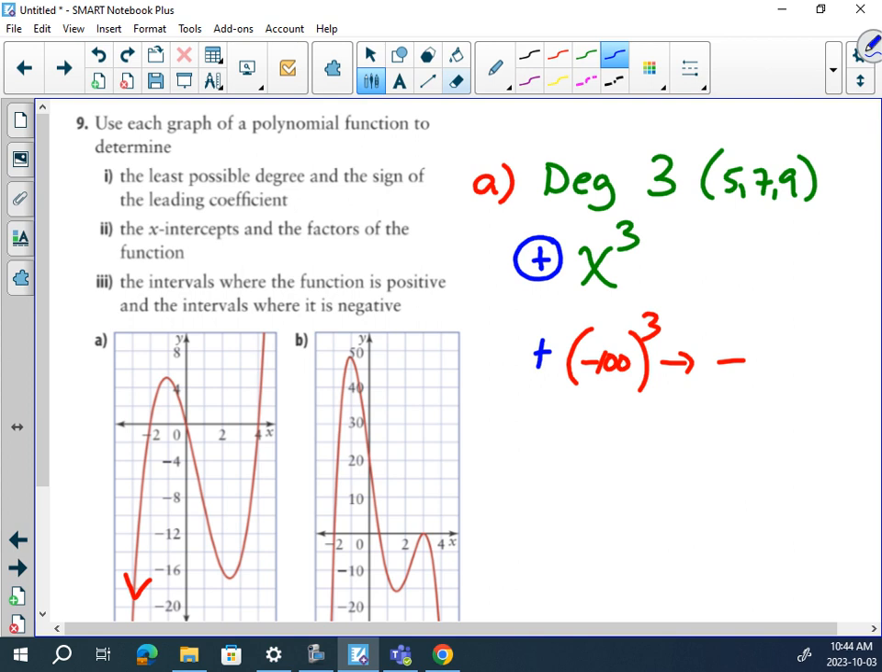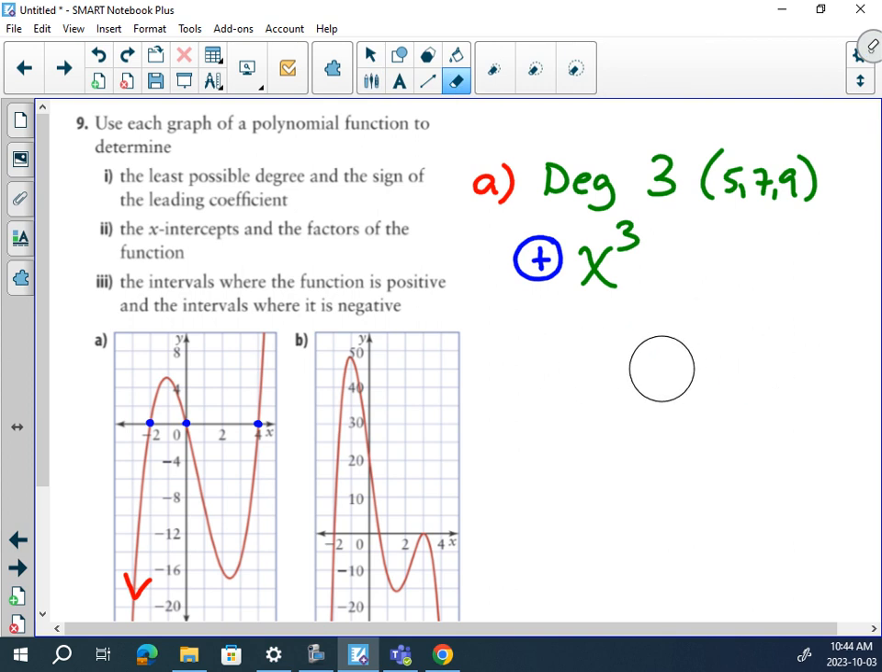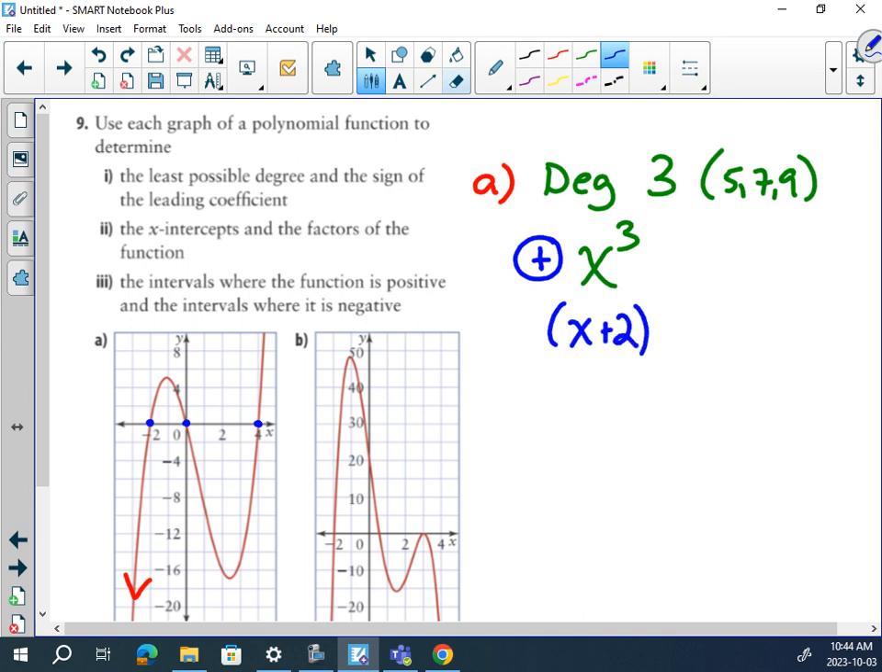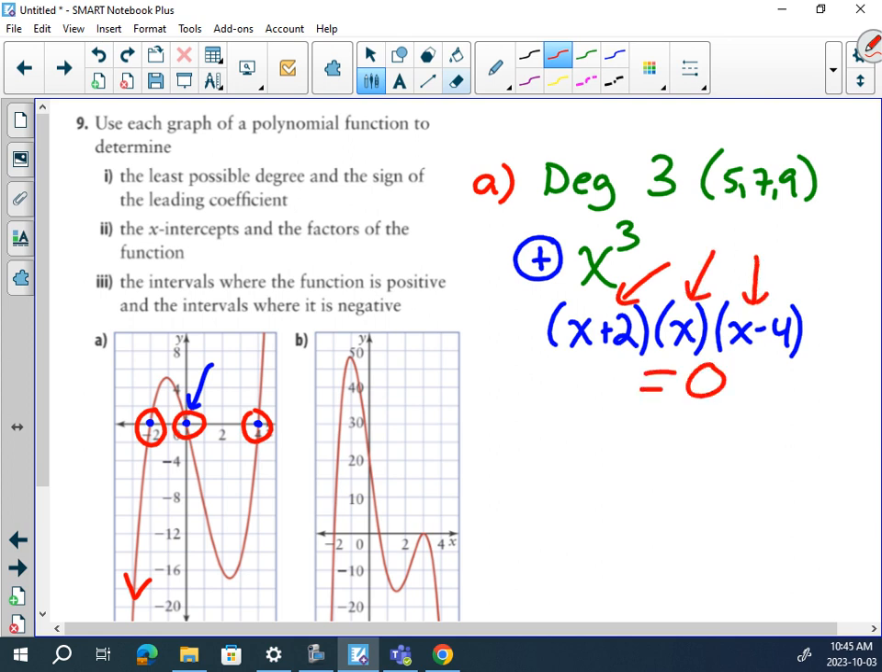The x-intercepts and the factors of the function. Well, the x-intercepts are these values here. So I'm actually going to basically be putting my equation together here. In factored form, I'm going to have an x plus 2. I'm going to have just a plain old x as well, kind of an x plus 0 or an x minus 0 if you want to think of it that way. And then I'm going to have an x minus 4 on the other end. So again, the numbers that are my zeros, when plugged into my equation, will calculate out to a 0.